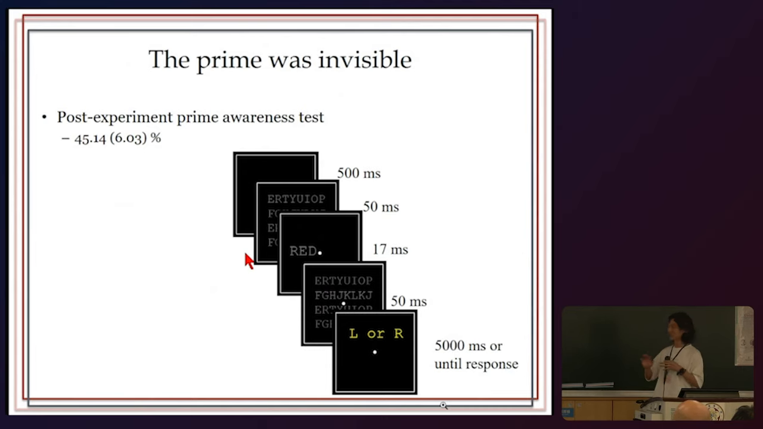Anyway, the sequence is exactly the same. They just need to make a two-alternative forced choice response about whether the prime was on the left or right. Across all the participants, performance was actually slightly lower than chance, and this is quite consistent. So I think this suggests that the prime is invisible, or at least implicit, to our participants.